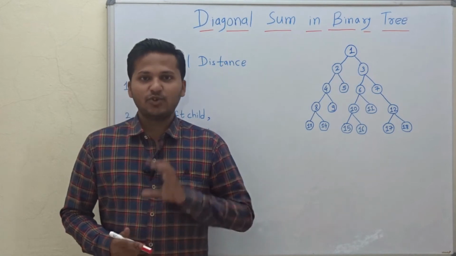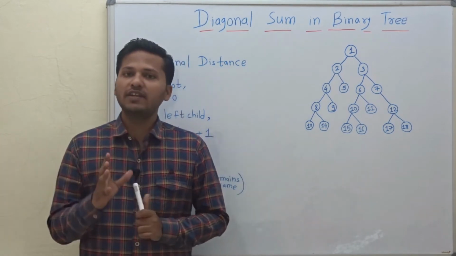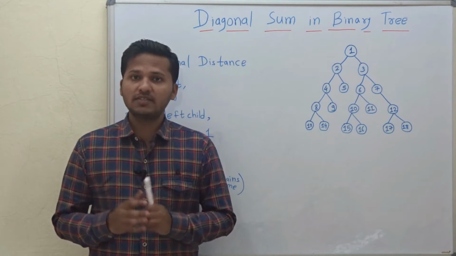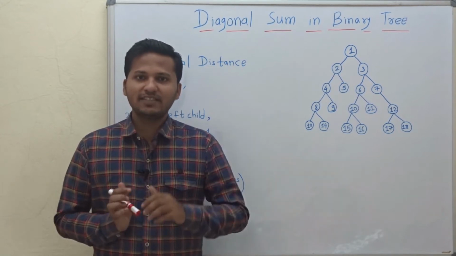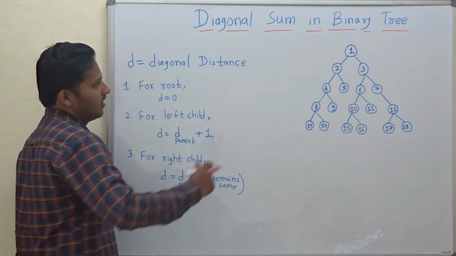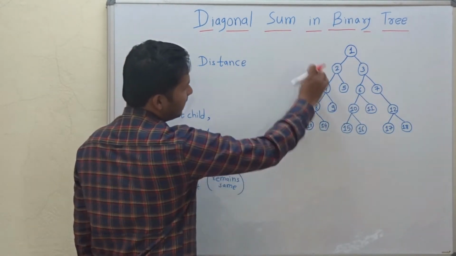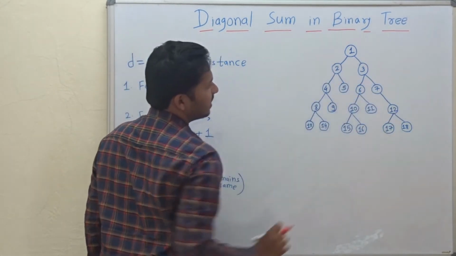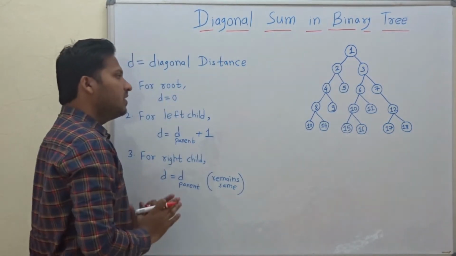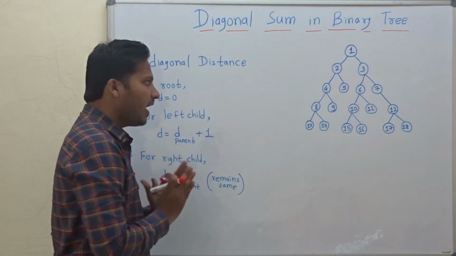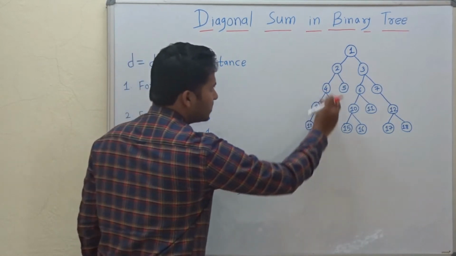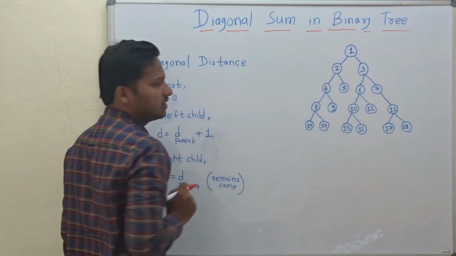Hello friends, today we are going to see how to find out the sum of diagonals in a binary tree. So let's see the example. This is the binary tree and we want to find out the diagonal sum in this binary tree. So for finding out the diagonal sum, we have to traverse the diagonals in this binary tree at first.